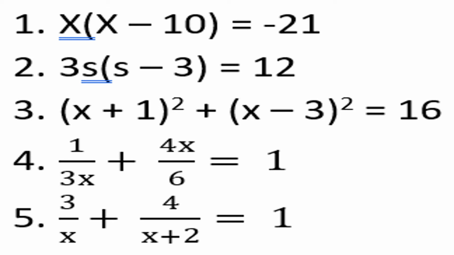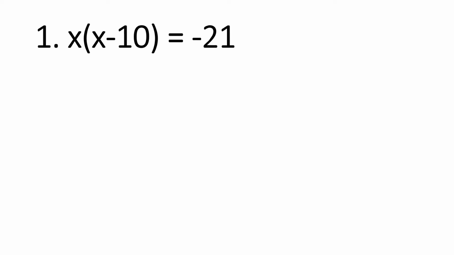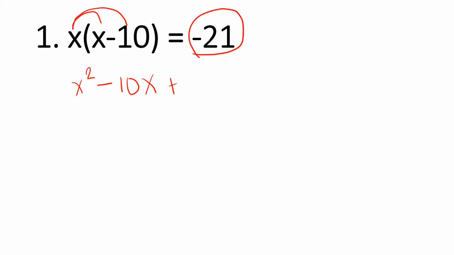Number 1, that is x times x minus 10 equals negative 21. So first, we have to solve this by distributive property. X times x, that is x squared. X times negative 10, that is negative 10x. And we're simply going to transpose this 21. So plus 21 equals 0.